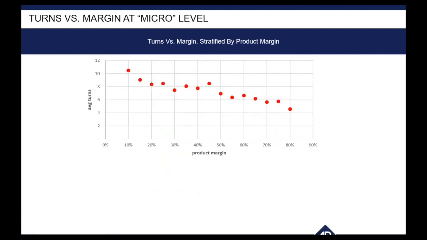The same relationship that we observe at the macro level, looking at individual retailers, also exists if we go one level deeper within a retailer and look at different product groups. Here we're looking at a retailer. We have separated the products and aggregated them by margin, and then for each margin range or bucket, we calculated the average turns. Of course, there is a little bit of noise, but you can see that the same inverse relationship holds between higher margin, lower turns products and lower margin, higher turn products.